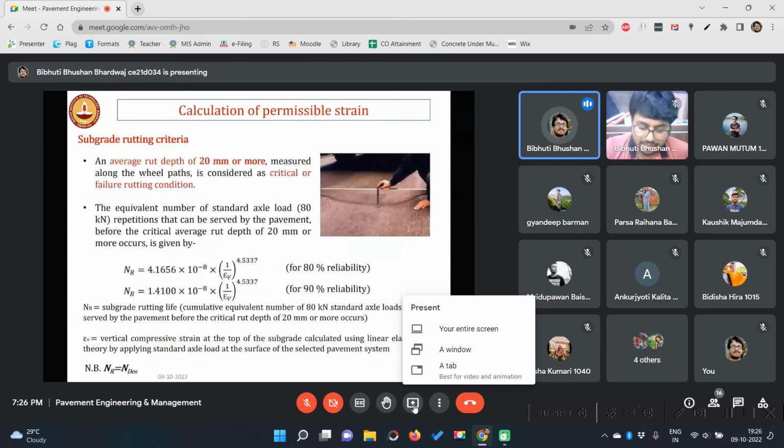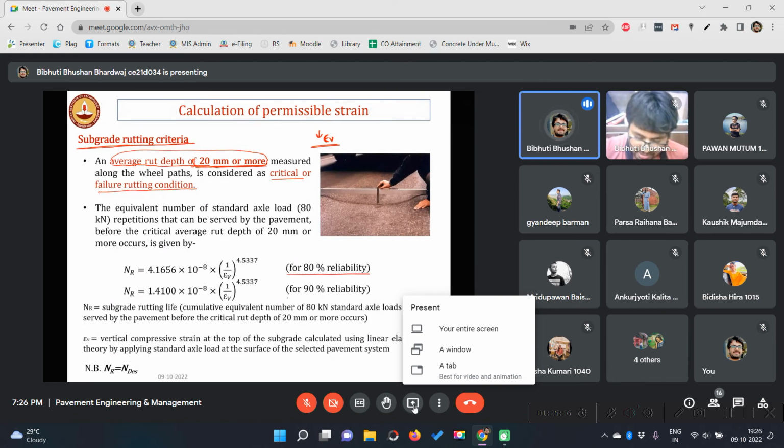Now this criteria will come, the rutting criteria. Rutting criteria means, as a pavement engineer, you know that the pavement will not fail if the average rut depth is 20 mm or less. But if it is more than 20 mm, then we will call this the critical or failure rutting condition. So we need to ensure that the strain, this epsilon V, if you remember, is such that it will not cause an average rut depth of 20 mm or more. So for that, this equation is there.